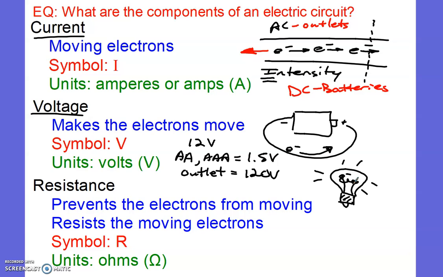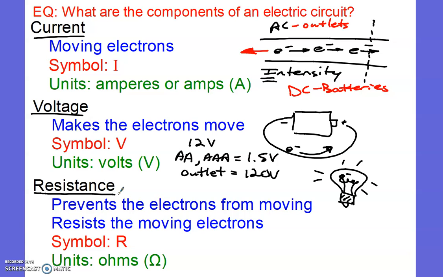Now, wires themselves also have resistance. And there's 4 factors that affect the resistance of a wire. And again, we're going to go into a bit more detail on this later on when we talk more specifically about resistance itself. The 4 factors that affect the resistance of the wire are length, width, temperature, and material.